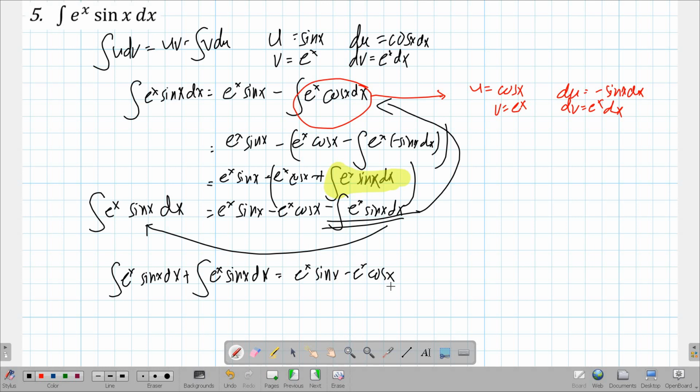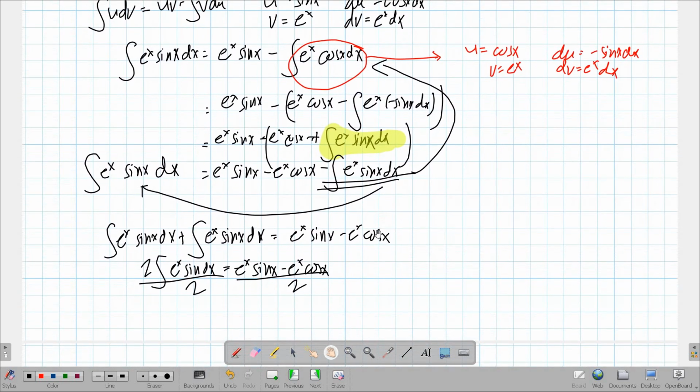Since the process will just continue, let's just take that one entire integral. So adding this together, I'm going to have 2 times the integral of e raised to x sine x dx is equal to e raised to x sine x minus e raised to x cosine x. Now we divide both sides by 2. So there.